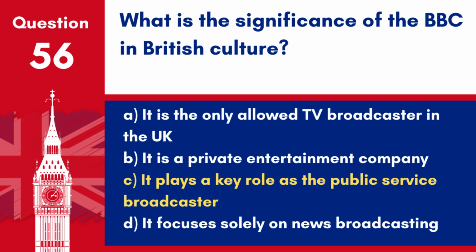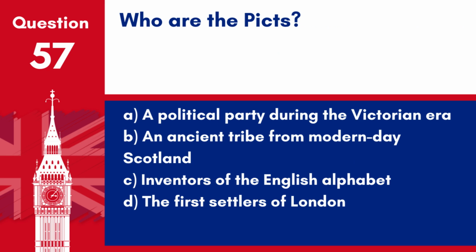Answer: C. It plays a key role as the public service broadcaster. The BBC, as the public service broadcaster, holds a central place in British culture, offering a wide range of services in news, education and entertainment. Question 57. Who are the Picts? A. A political party during the Victorian era. B. An ancient tribe from modern-day Scotland. C. Inventors of the English alphabet. D. The first settlers of London.